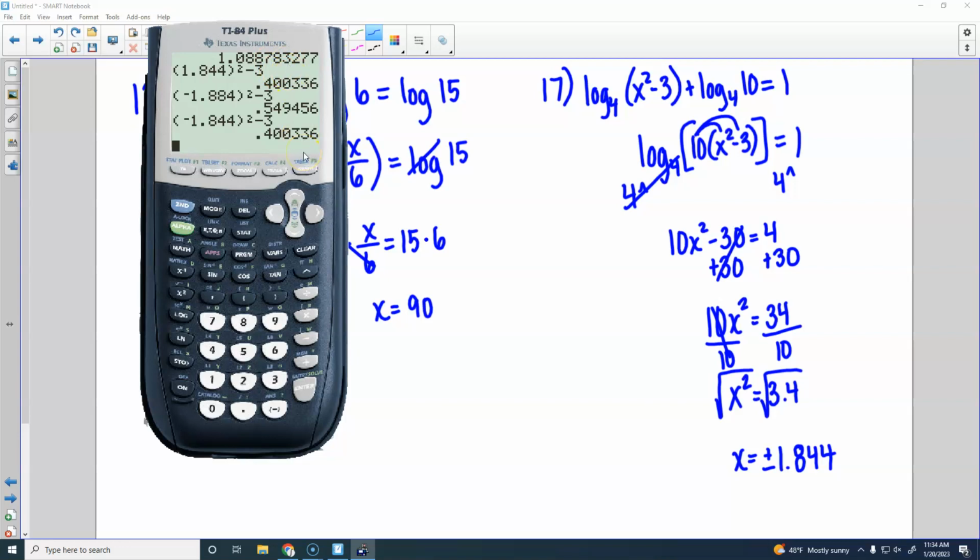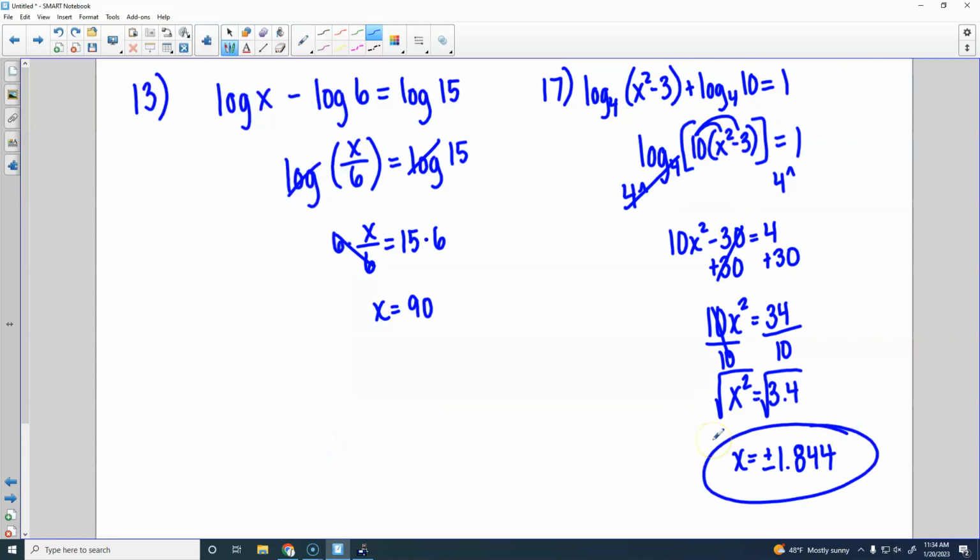Now, here's what students do wrong a lot of times. If you are squaring a negative, you cannot type it in like this. Yeah, I use the negative button, but this is still going to do it wrong. Because when you square something on the calculator, unless you put parentheses around it, it is only going to square what is directly in front of it. It is not squaring that negative. It's only squaring the 1.844, so that would not be correct. But these both give you positive, so both of those answers are okay. You got positive and negative 1.844.